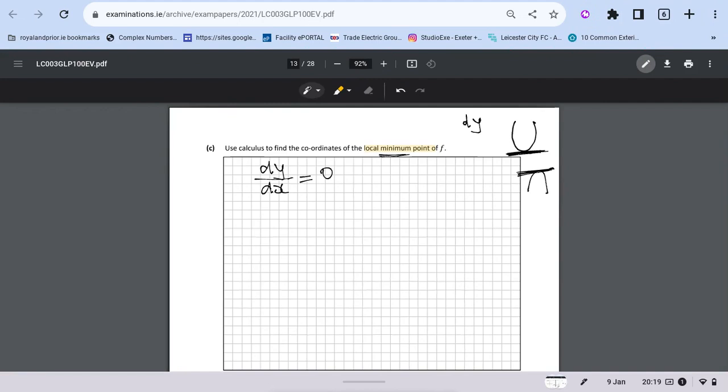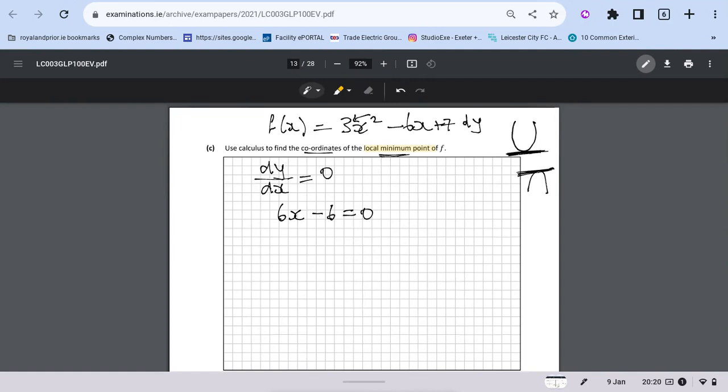So the function was, go back up to the page, I have my exam papers open, 3x squared minus 6x plus 7. Diff it, let it equal 0. So 3x squared becomes 6x. Remember, multiply down by the power, reduce it by 1. Minus 6x becomes minus 6. And then your number disappears.